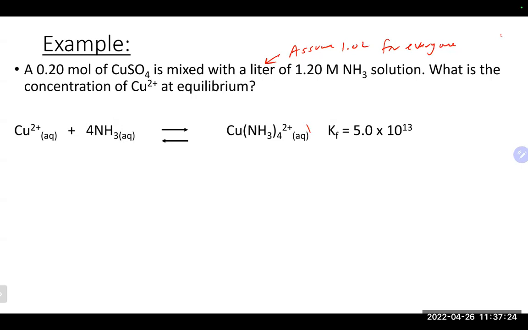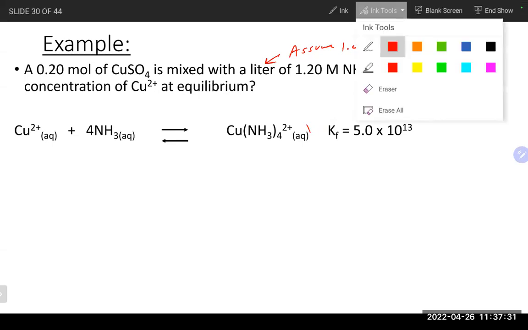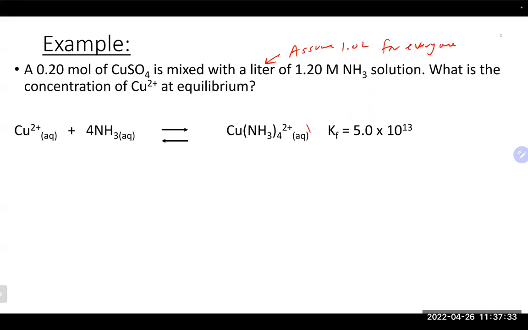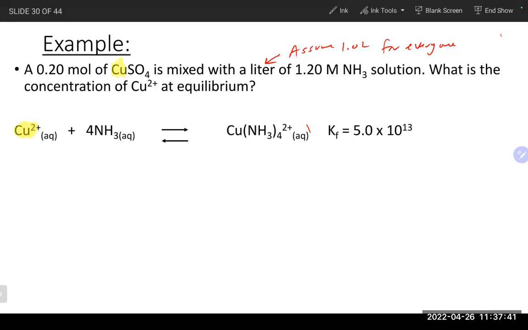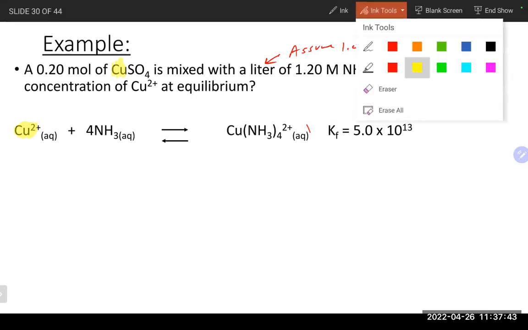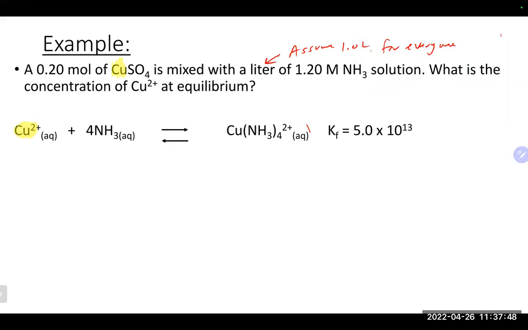Now, when we mix the copper 2 sulfate and the ammonia together, it is the copper 2 sulfate that is our source of copper 2 ions, right? And the ammonia obviously is our ligand here.